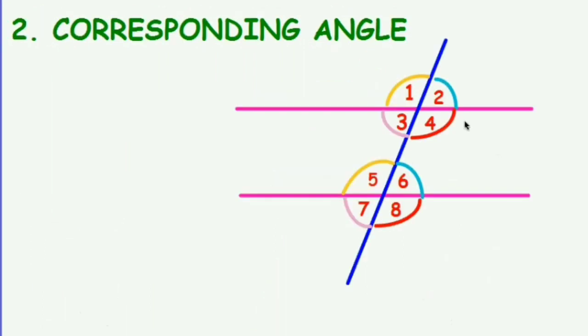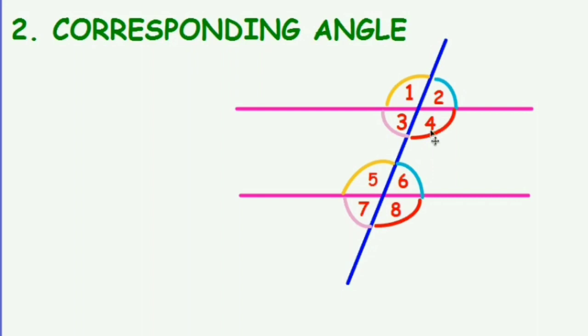What is the second property? The second property is corresponding angles. This was the first property, vertically opposite angles. Look here, you can see there are two parallel lines. Now a transversal line is crossing, making 8 angles. What are the properties of these 8 angles? See, angle 1 and angle 5. Remember, angle 1 and angle 5 are corresponding angles. These both are equal. Now, angle 3 and angle 7 are also corresponding angles.